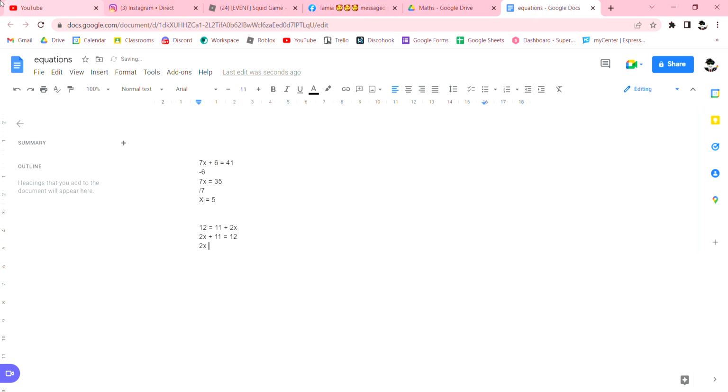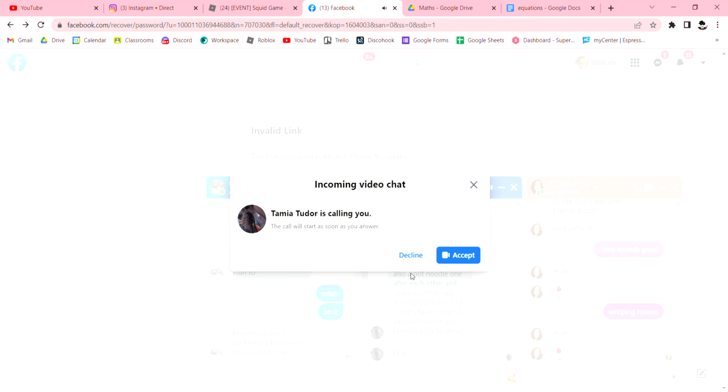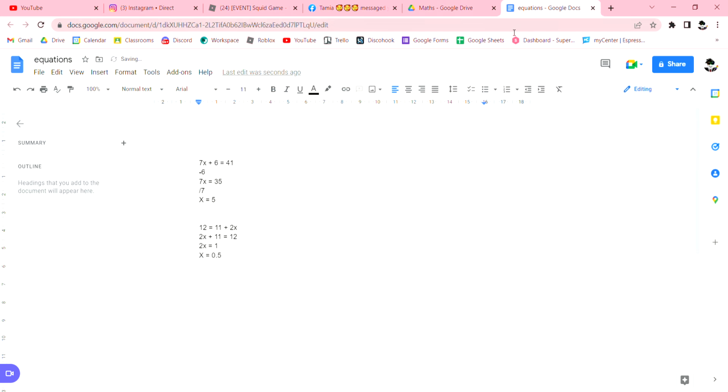So then we do 2x, we take away the 11, equals 1, then x will equal 0.5. Remember, we're dividing 1 by 2, so it's going to be half, because we're halving this 1. We're not doing 2 divided by 1, because that would just be x equals 2. You can just write half instead of 0.5, it doesn't really matter.